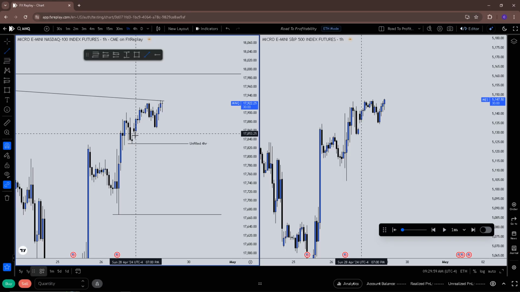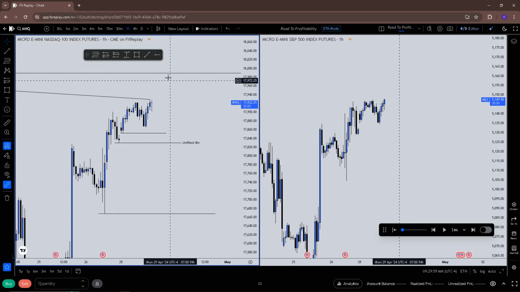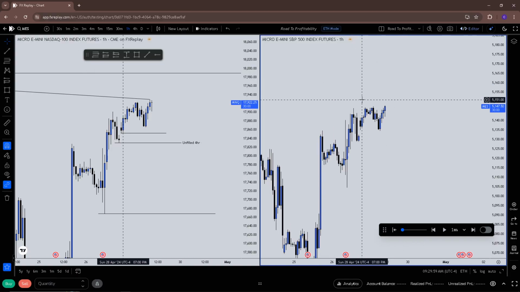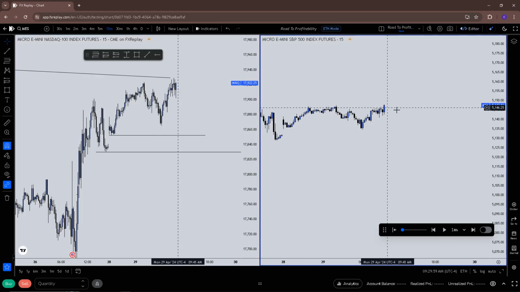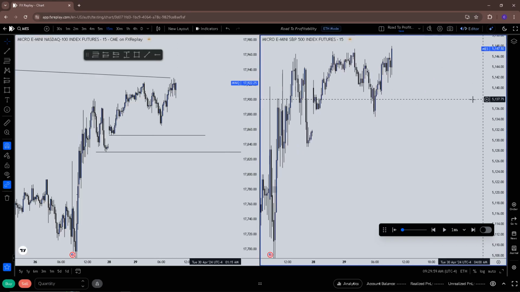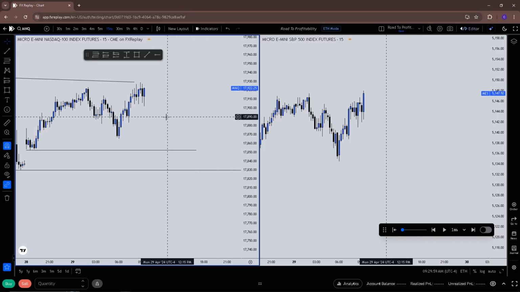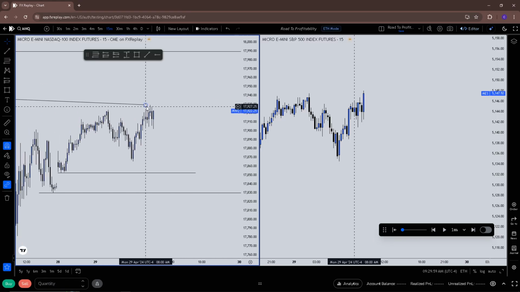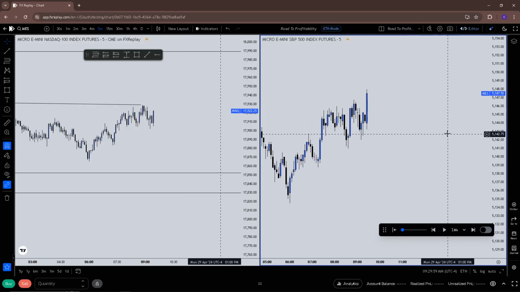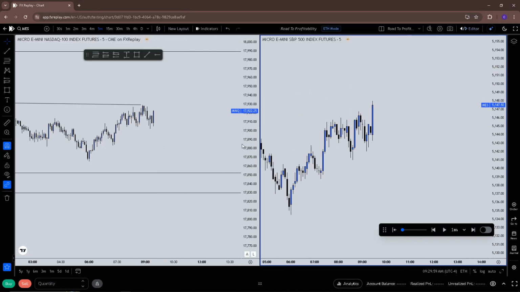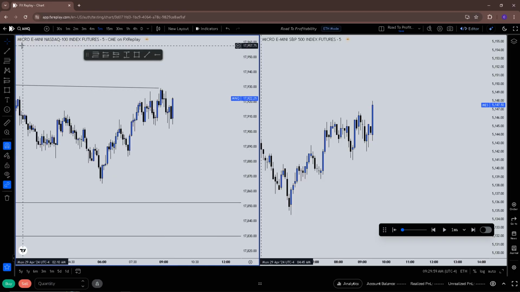Haven't come down and tapped into this end of week gap. Could see us coming down here. We're delivering from it over here. Delivering from a 15-minute. Swept out these highs. Delivering from a 15-minute. Bearish SMT in place. Delivering from a 5, moving further. Another bearish fair value gap.